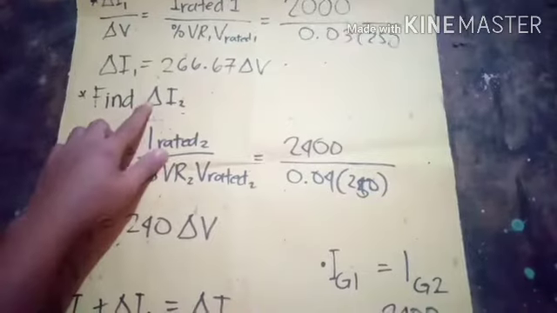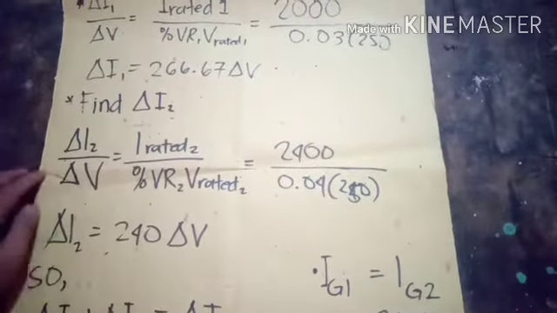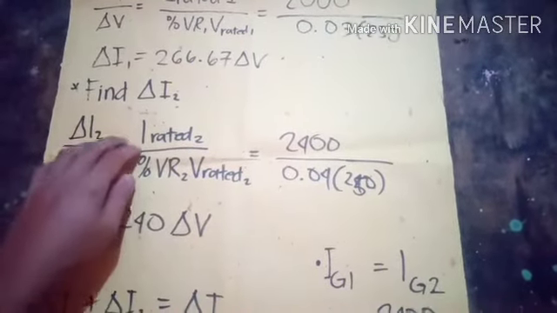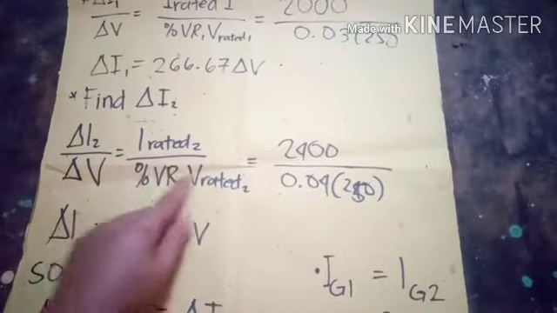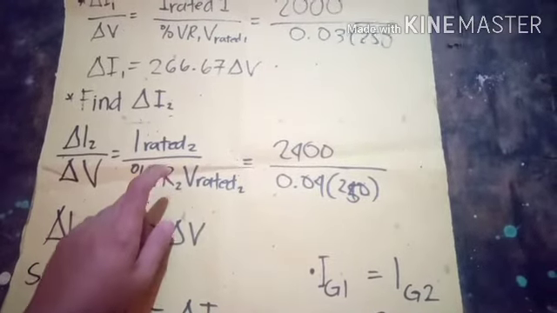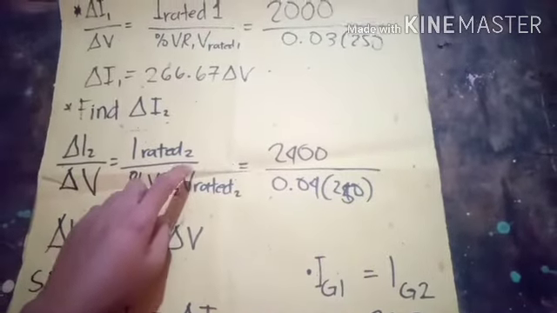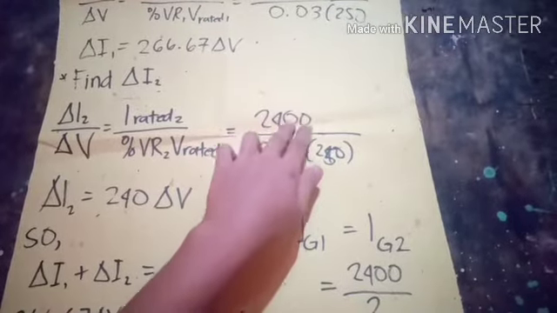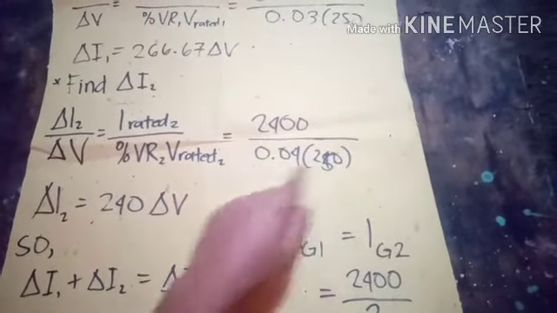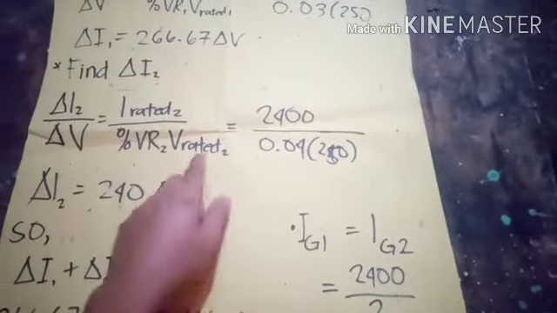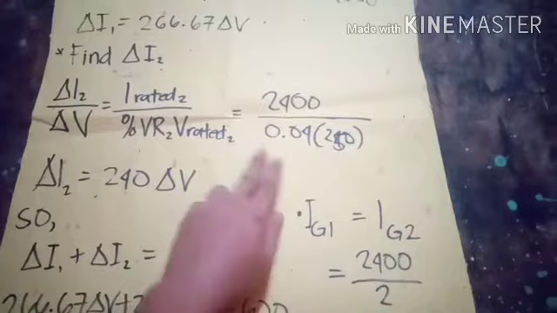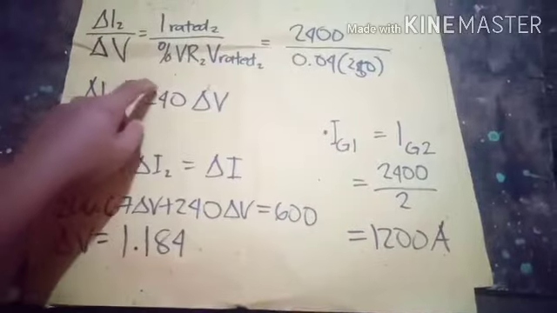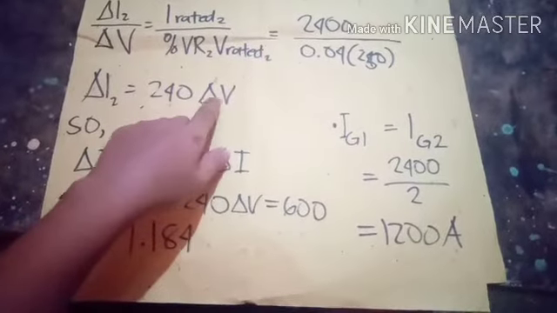Then find the change of I sub 2. Change of I sub 2 over change of V is equal to I rated sub 2 over percent V R sub 2 times V rated sub 2. So 2,400 over 0.04 times 250 for the V rated sub 2. So change of I sub 2 is equal to 240 times change of V.